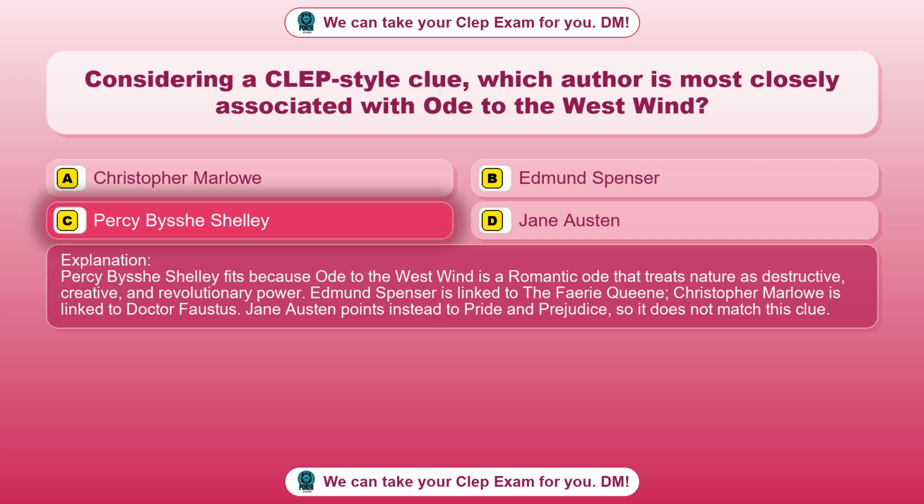Percy Bysshe Shelley fits because Ode to the West Wind is a romantic ode that treats nature as destructive, creative, and revolutionary power. Edmund Spenser is linked to The Fairy Queen, Christopher Marlowe is linked to Dr. Faustus. Jane Austen points instead to Pride and Prejudice, so it does not match this clue.